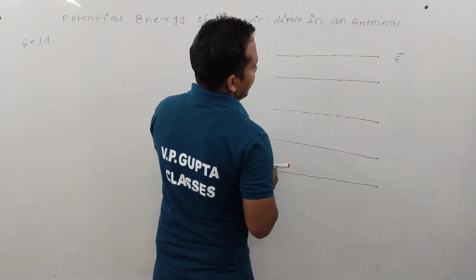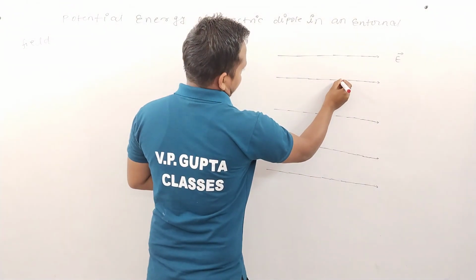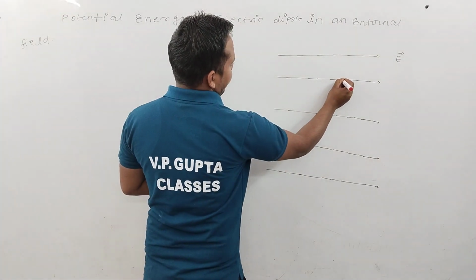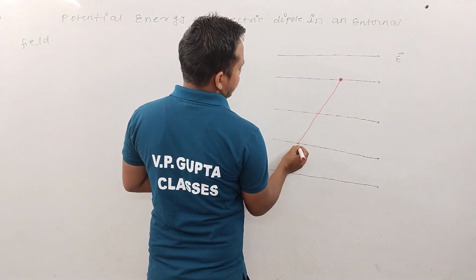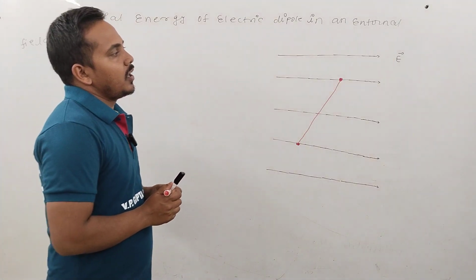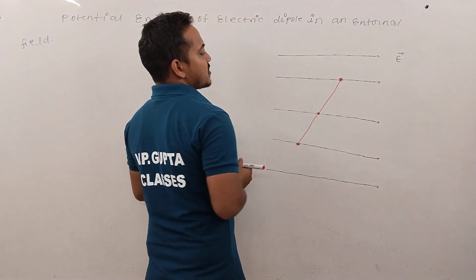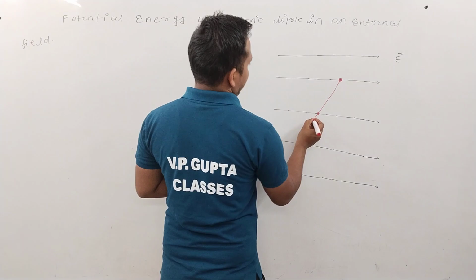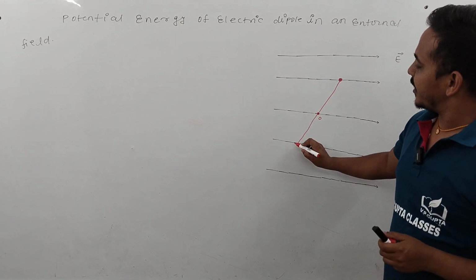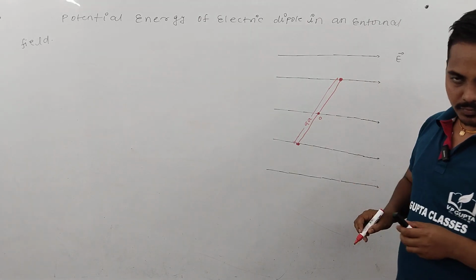Suppose this is the electric dipole which is kept in a uniform electric field E, and we assume that the center of the electric dipole is O, having dipole length 2a.